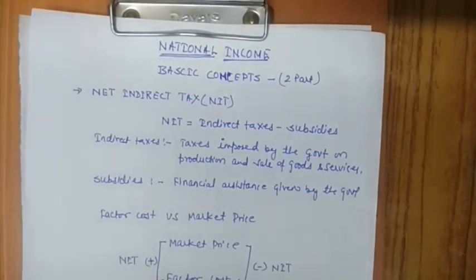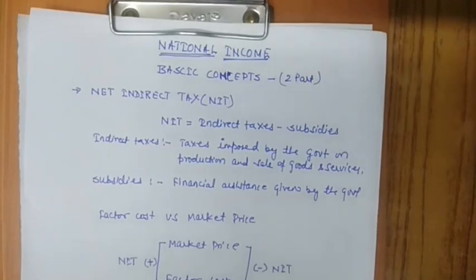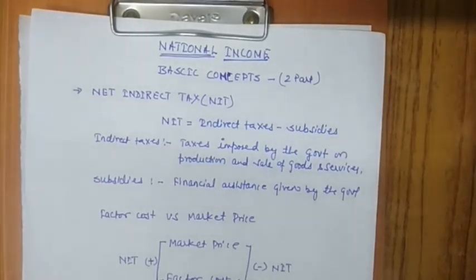Indirect taxes refers to those taxes which are imposed by the government on production and sale of goods and services, such as GST, VAT. These are examples of indirect taxes. Indirect taxes increase the price of a product in the market. For example, if the cost of producing one set of furniture in your school is 5,000 rupees and the government imposes a 10% tax on it, the cost will be 5,500.